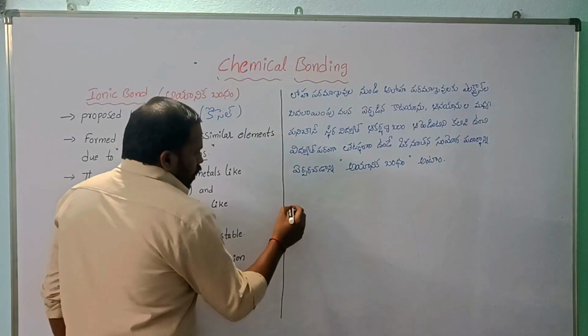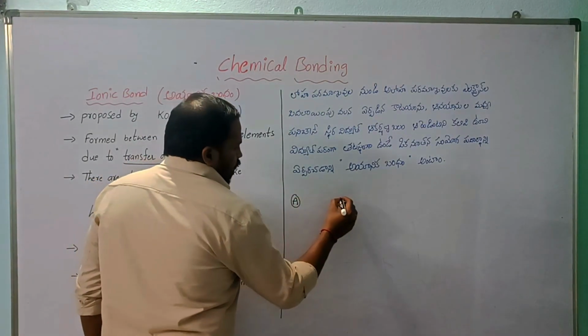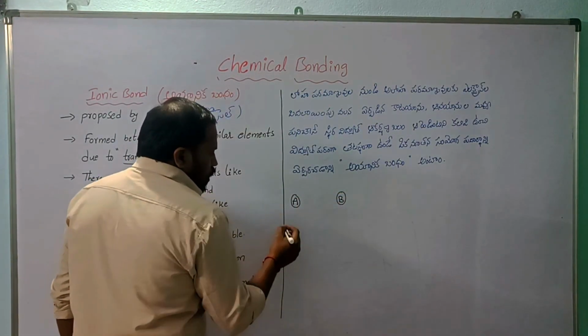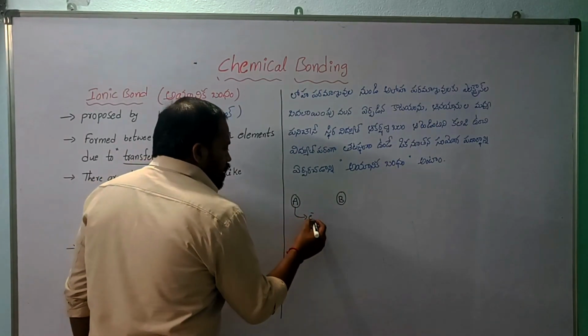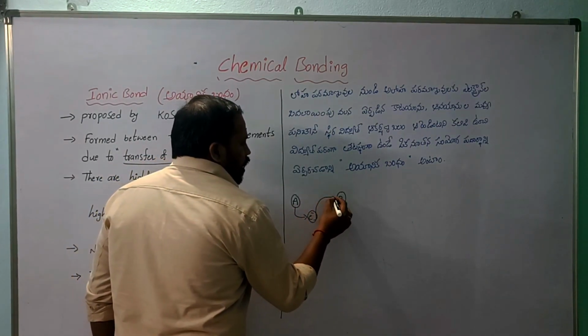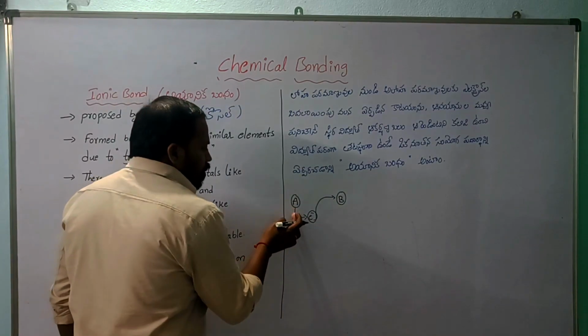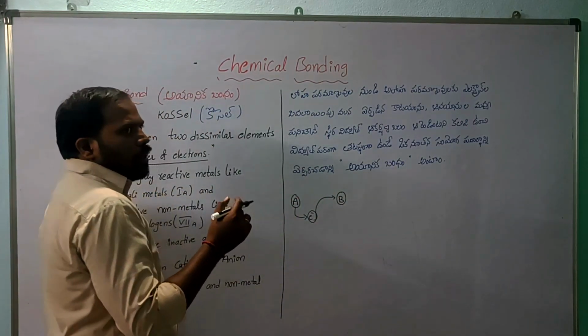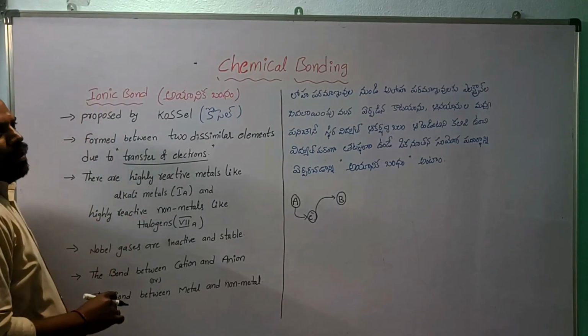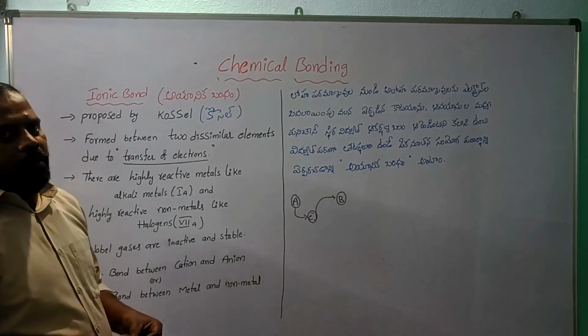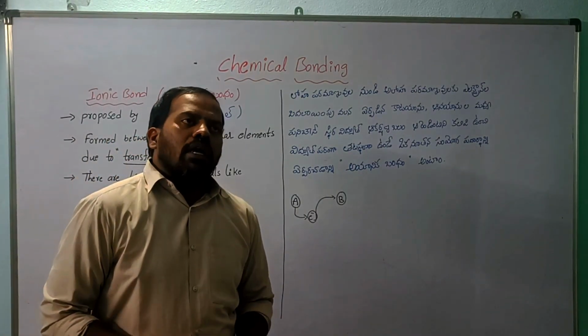So for example, you can take an A atom and a B atom. The A atom completely loses one electron. This electron can be attracted by B. So there is a complete electron transfer from A to B. Then that type of bond we can call an ionic bond. So, which atoms can be involved in the formation of the ionic bond?